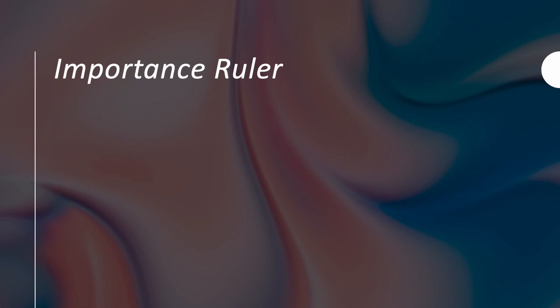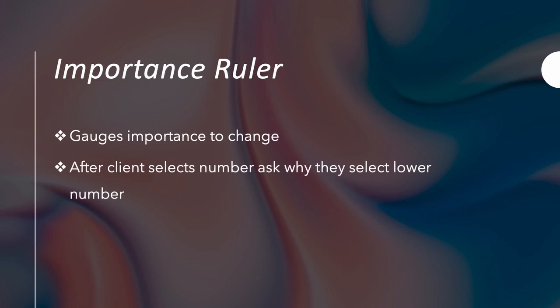The first ruler we are going to look at is the importance ruler. This ruler helps the counselor gauge the client's importance of change. After the client chooses a number on the ruler, the counselor can ask questions to evoke change talk. The counselor may say something like, I notice you selected 9. It must be very important for you to change. Can you share why you selected 9 and not a lower number?